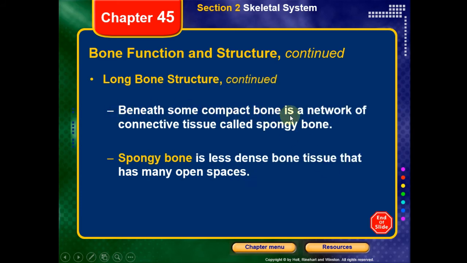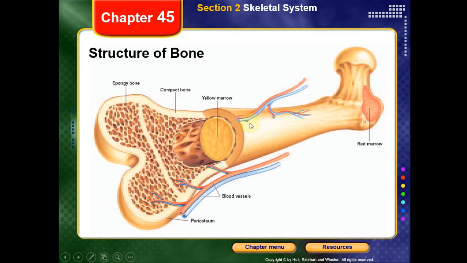Beneath some compact bone, there is a network of connective tissue called spongy bone, not SpongeBob, spongy bone. The spongy bone is a less dense bone tissue that has many open spaces. Take a look at this picture. We have here the spongy bone beneath the compact bone. Inside, we have the marrow. We have either yellow bone marrow or red bone marrow.